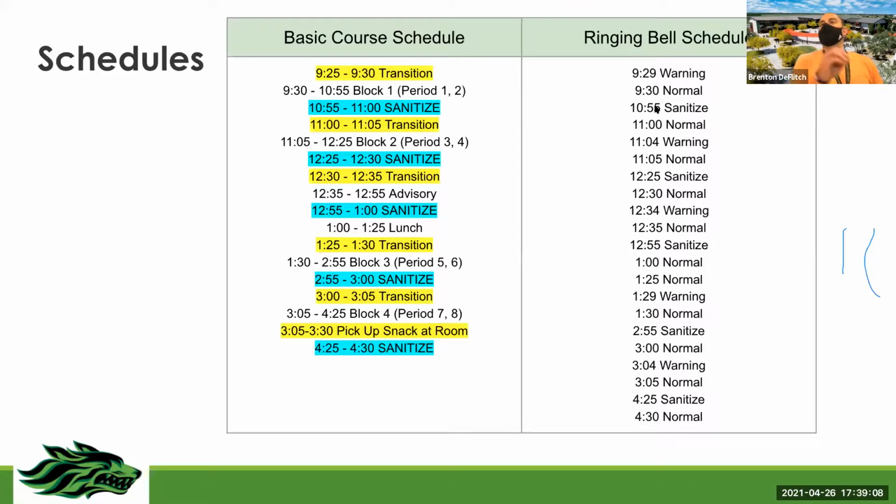At this point, students will all be given a wipe of Clorox to sanitize their space, any of their objects that they would like to sanitize for the end of class. Before then, it rings to begin our transition to our next class.